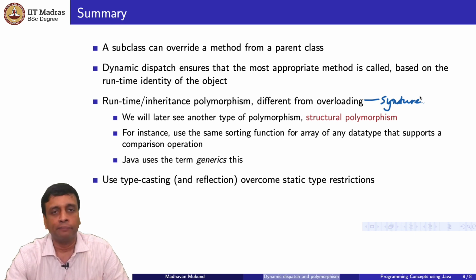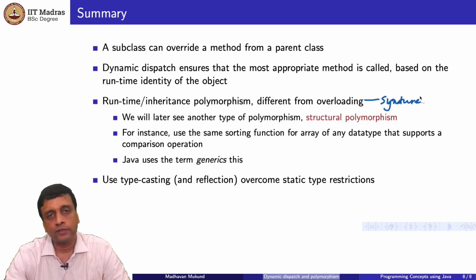I could have a way of comparing dates, for example, right? A date can be compared in terms of the day, month and year. Or I could even compare lists in terms of their length. So there could be many different ways of sorting an array of objects, so long as we have this one common feature that I can compare. So this is something called structural polymorphism.